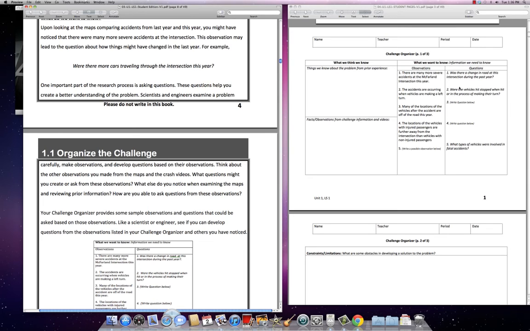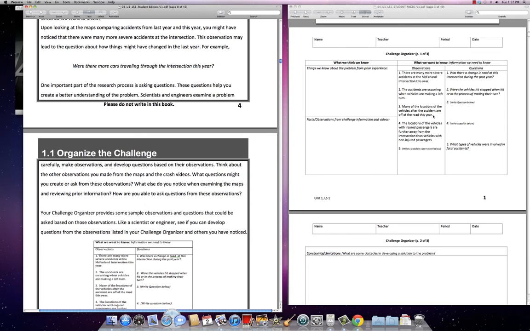Second observation provided: the accidents are occurring when vehicles are making a left turn. The question is, were the vehicles hit stopped, or hit when in the process of making their turn? So this might be an example of a clarifying question from an observation that they've made. You can have inquiry questions, clarifying questions, all to help them figure out what do we need to know to begin to solve this challenge.